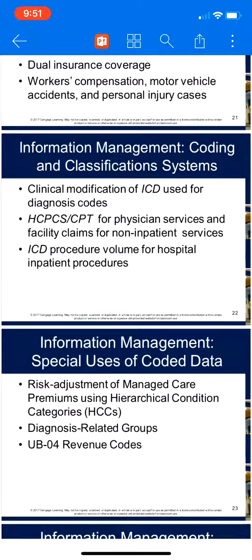So starting under information management. The information management system in a managed care organization is determined by the structure of the organization. If the managed care organization owns facilities that are part of the organization, the health information management system would be similar to the systems described in other chapters of this book.